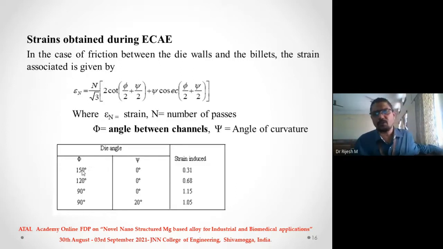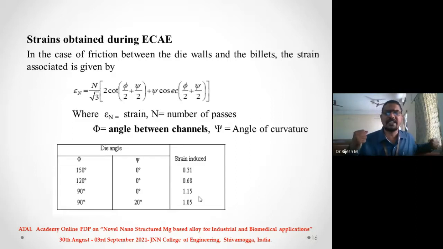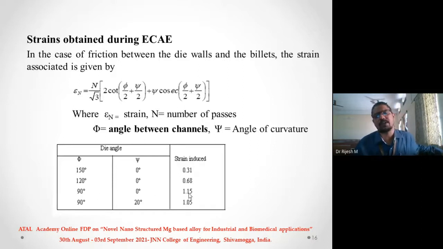So even if you go for 5 passes out here in 150, you may not get a strain which is 2 times as 90. That is also something that you need to understand. So if you find a material which is not that highly ductile to work on, I suggest not to go for a 90 degree. You can go for an angle which is less than that, because the material itself is not that ductile to work on.